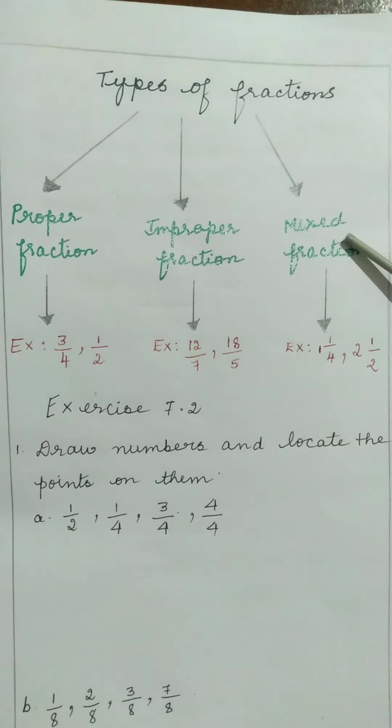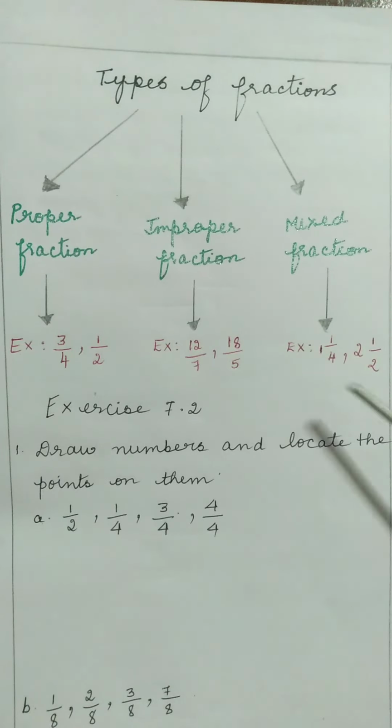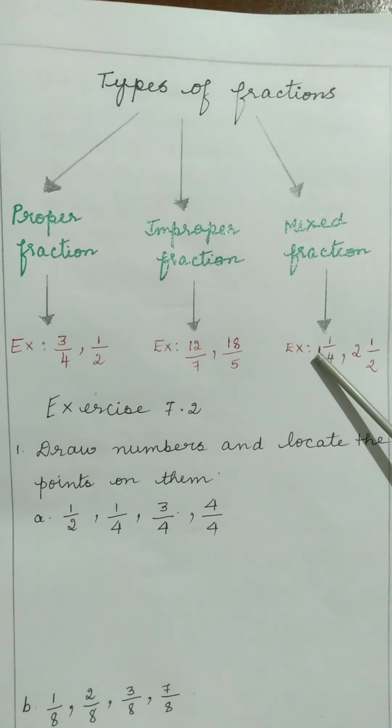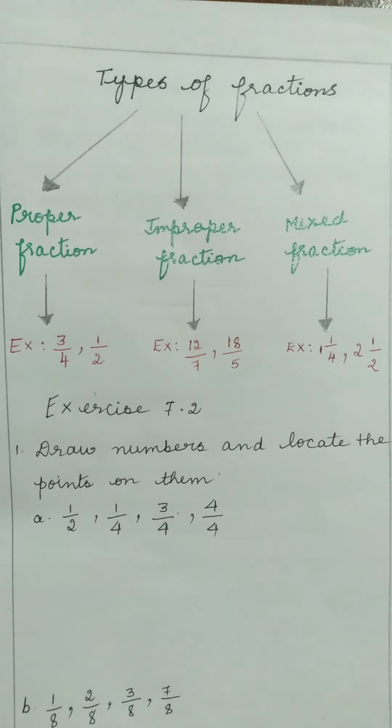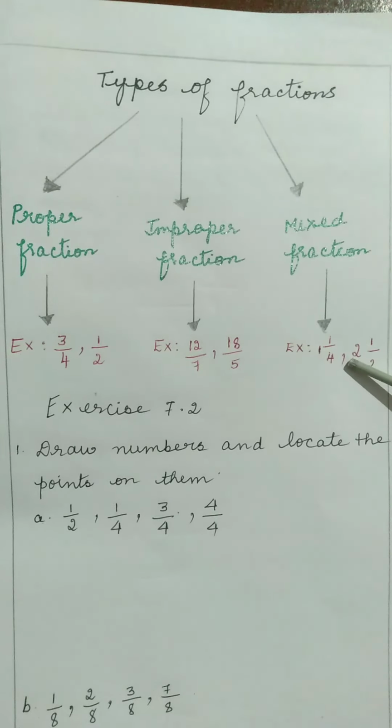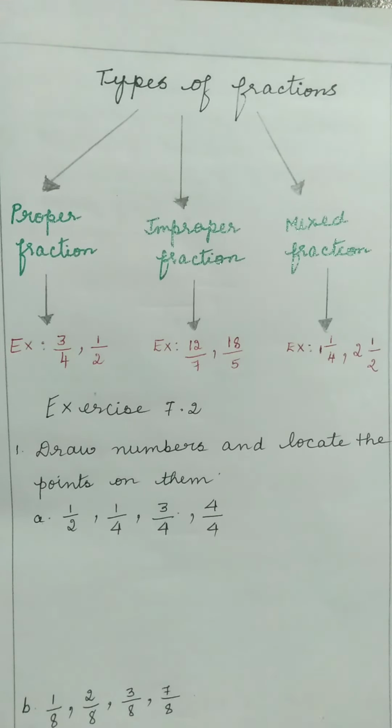A mixed fraction has a combination of a whole and a part. Example, 1 and 1 by 4. In this, 1 is a whole and 1 by 4 is a part. Whereas in the example 2 and a half, or 2 and 1 by 2, 2 represents the whole and 1 by 2, or half, represents a part.